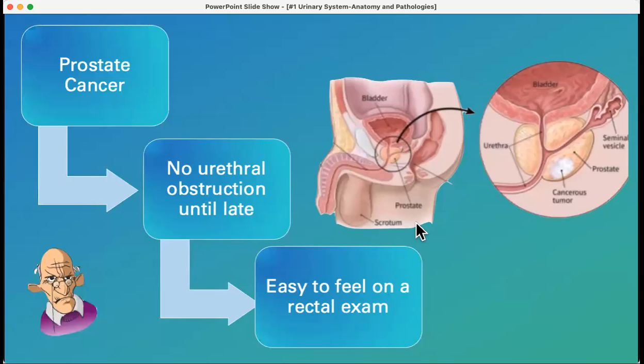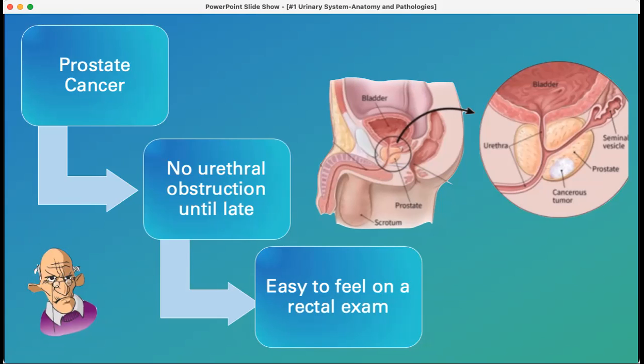And this is the thing about prostate cancer, is it's very easy to feel on a rectal exam. On a rectal exam, it will generally be in this posterior lobe, and you can feel that hardness. And it's slow to cause impingement of the urethra as opposed to benign prostatic hypertrophy. So it's important to do a rectal exam on men as they get older.